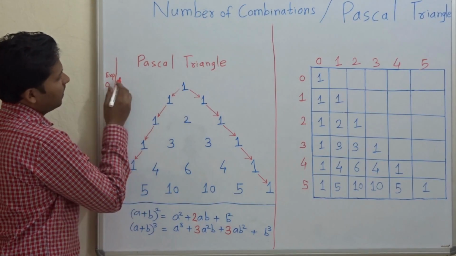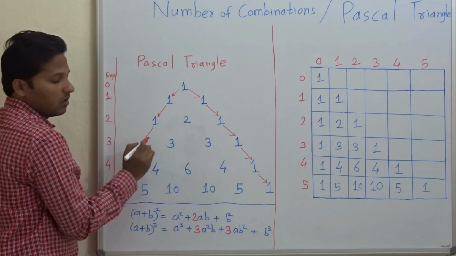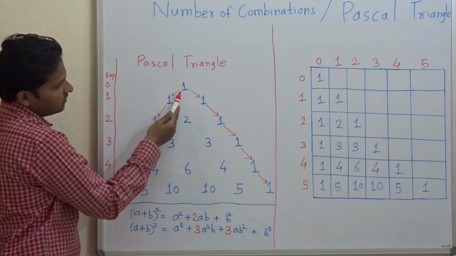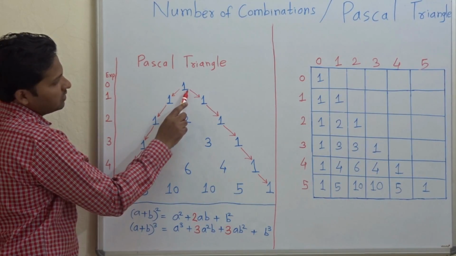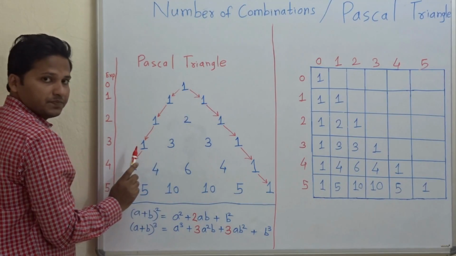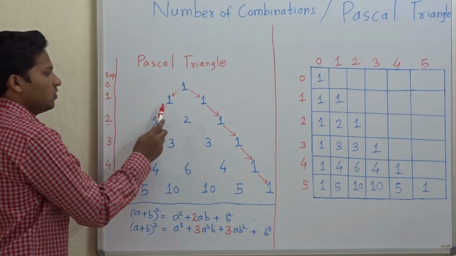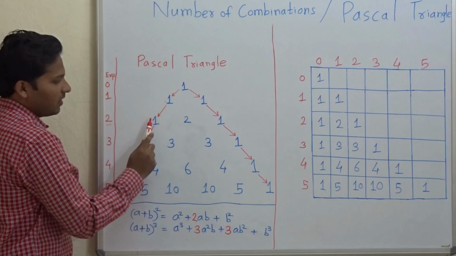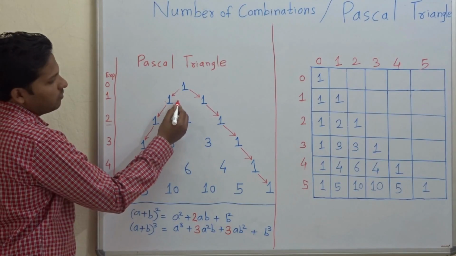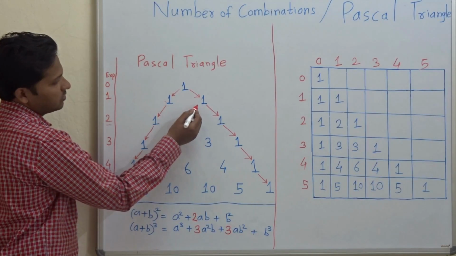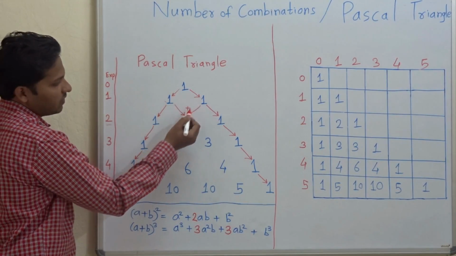So first, for the exponent 0 you write 1, then copy this 1 as it is on the left side for the exponent 1 and 1 as it is on the right side. Now let's go to the second exponent. So when we copy these two, one on the left side and one on the right side, then this number is found by adding these two numbers. So 1 plus 1, adding 1 plus 1 is 2.